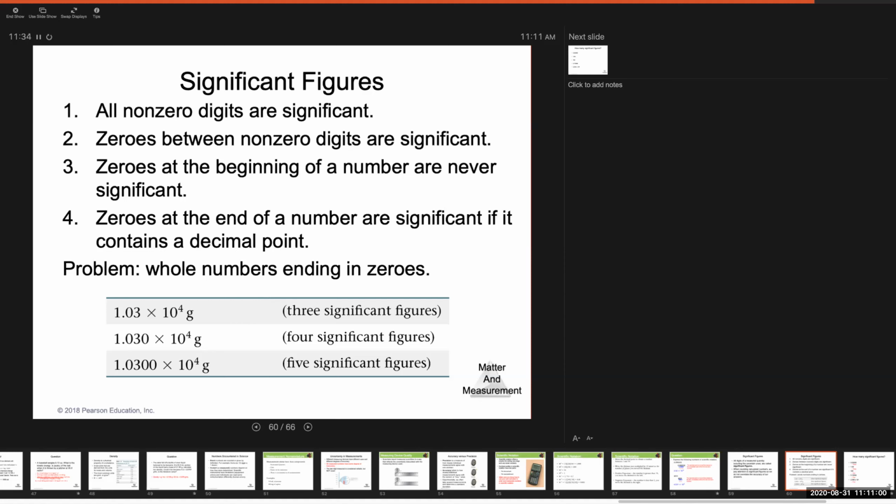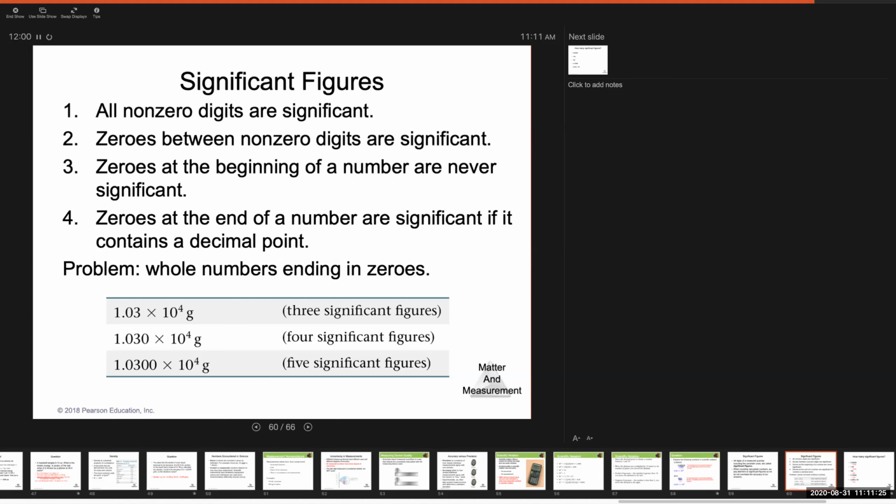Oh, okay. I think I understand what you're saying. Yeah. So it's after the decimal. We're not counting the whole number. We're not counting that. So just to repeat, on the last one, the 1 is significant because we said all non-zero digits are significant. So that tells us the 1 and the 3 are significant because neither of those are 0.